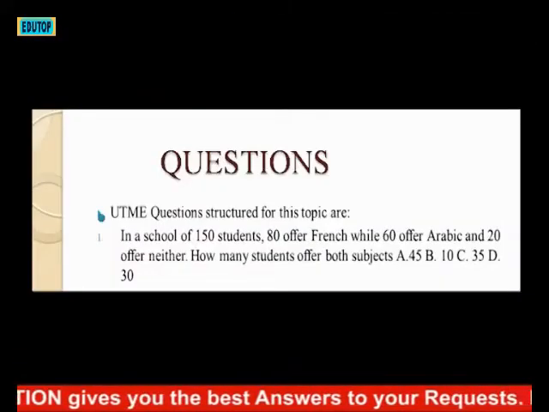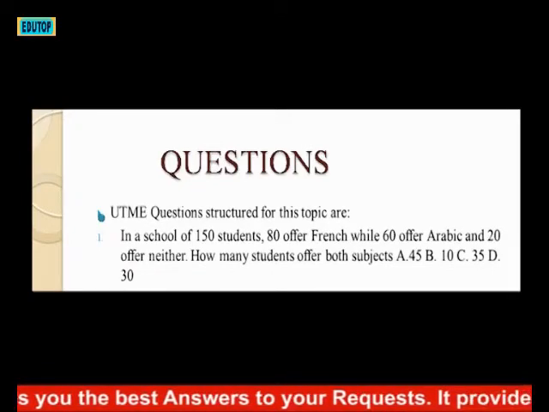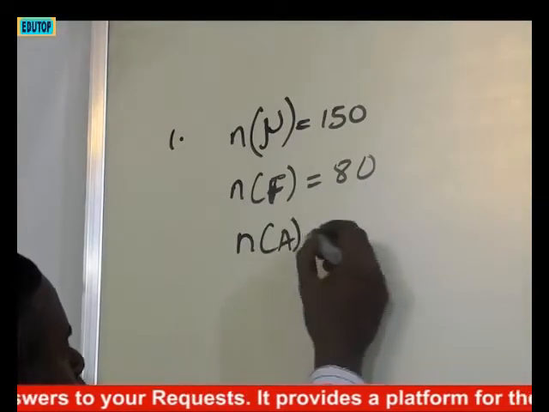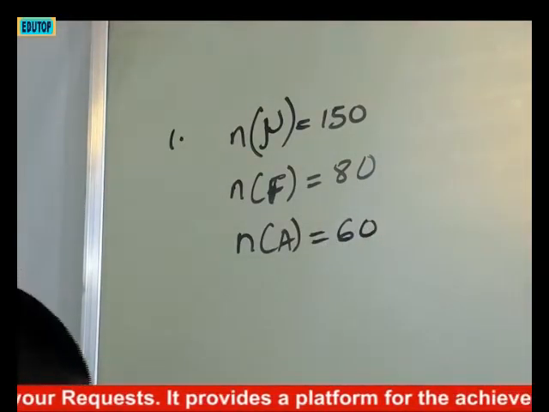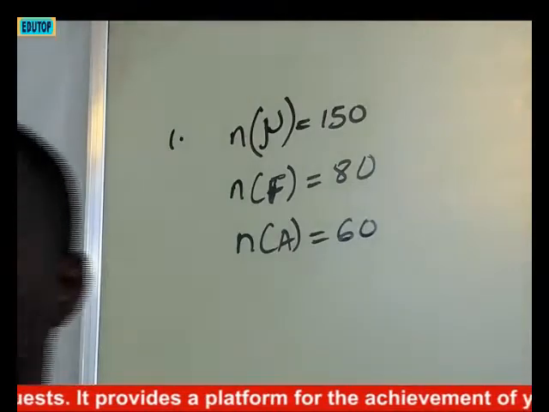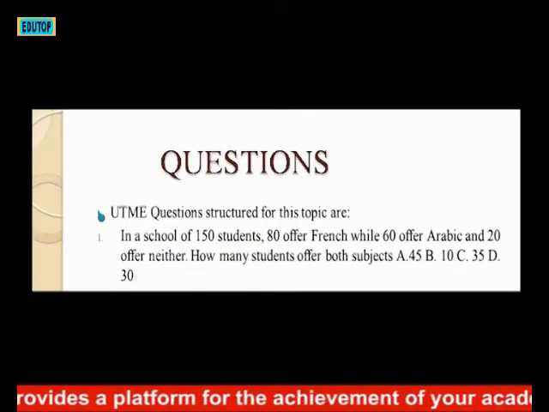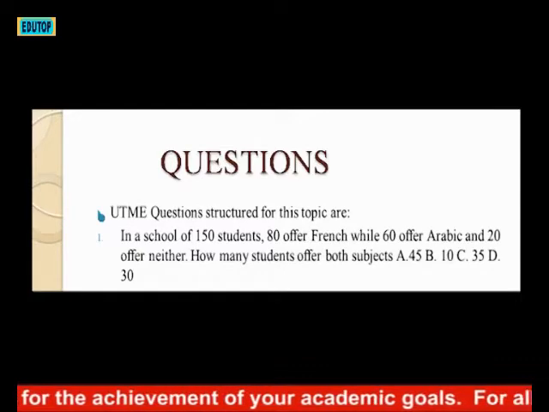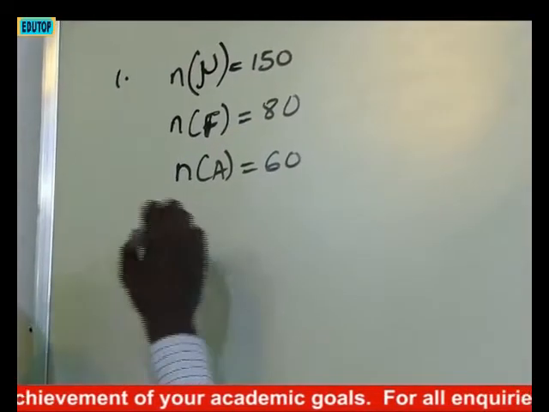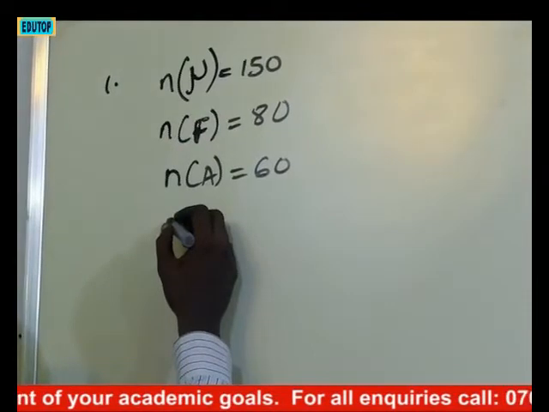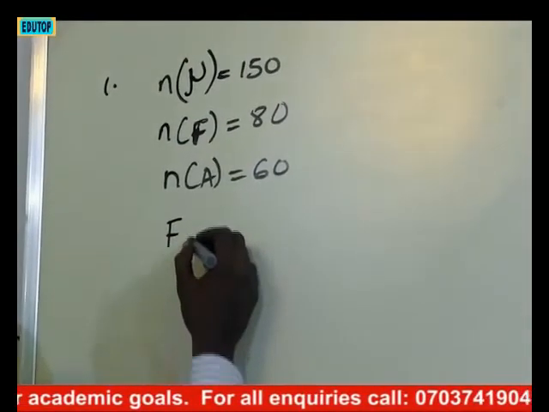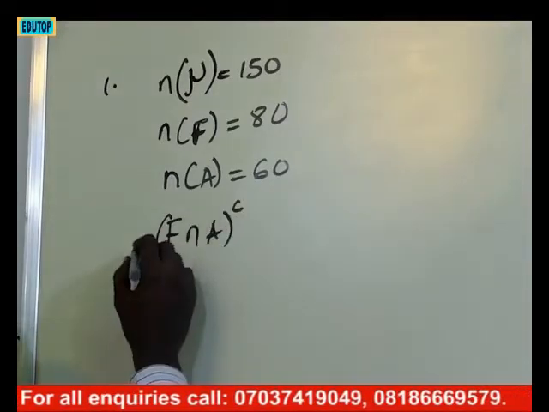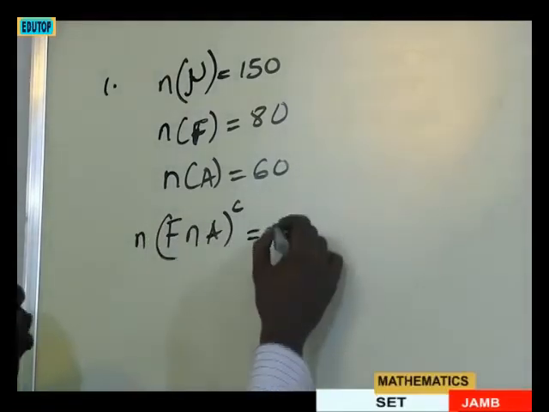Then 60 offer Arabic. Number of Arabic. Let A stand for Arabic. So the number of Arabic is 60. And 20 offer neither. So that means 20 offered neither. That's (F ∪ A) complement, the number is 20.